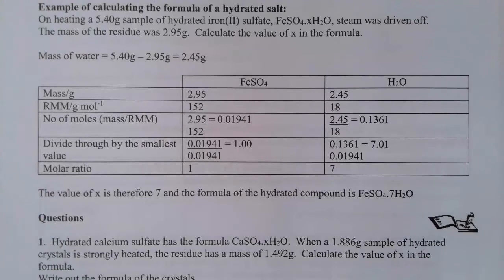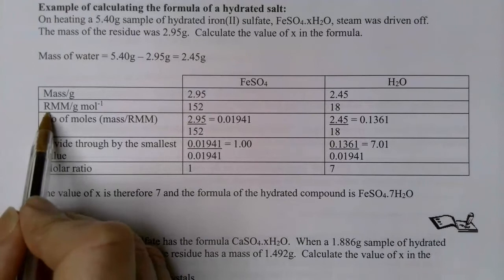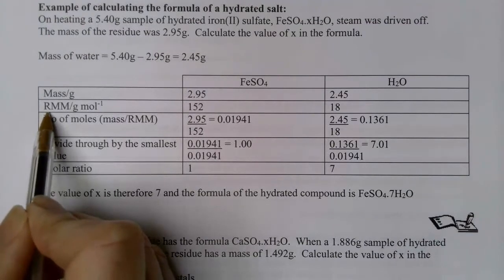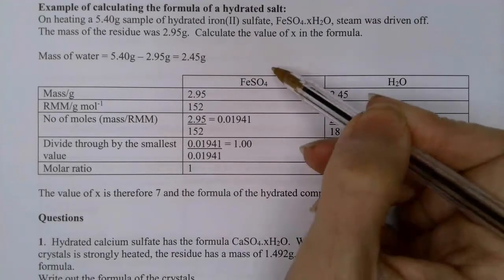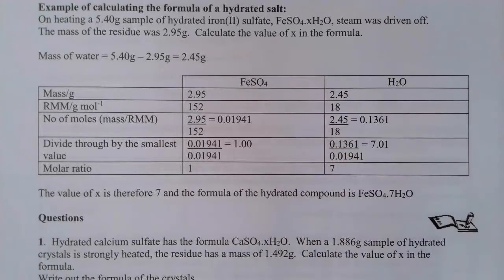And we're going to look at some examples of calculating the formula of hydrated salt. Now this is exactly the same as the kind of calculations we were doing in the last video when we were looking at empirical formula. The only difference is instead of using the relative atomic mass, we're going to use the relative molar mass because we're looking at compounds or molecules rather than individual atoms.